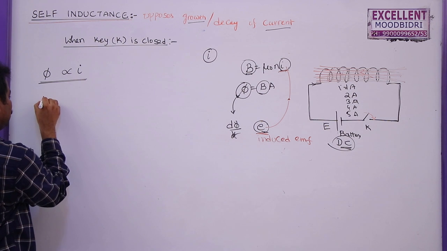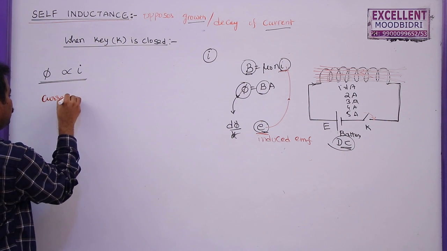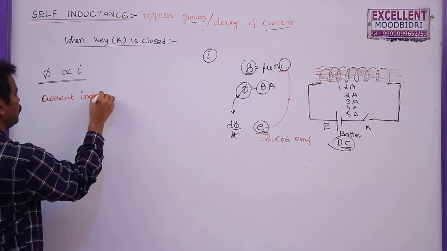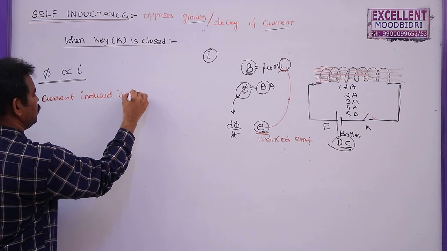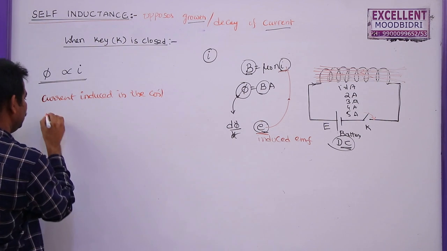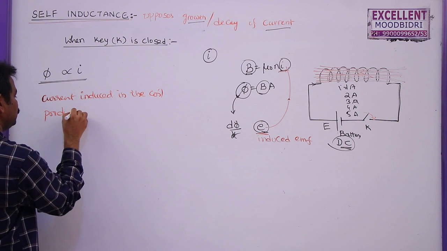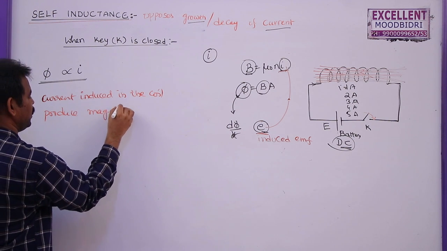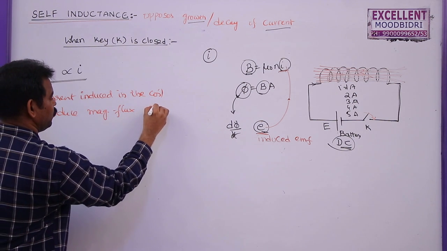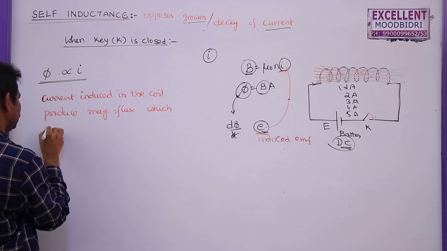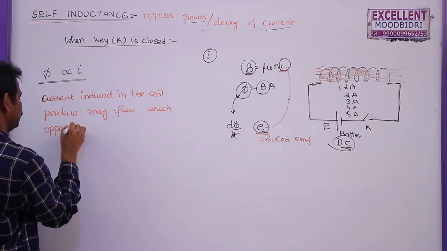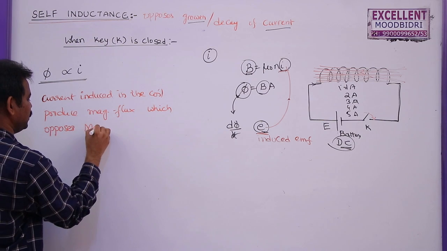So current induced in the coil produces magnetic flux which opposes the main flux.